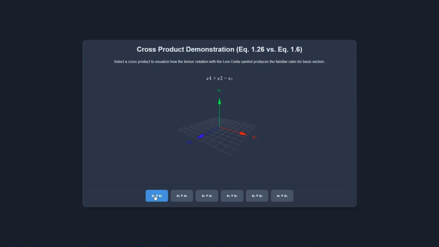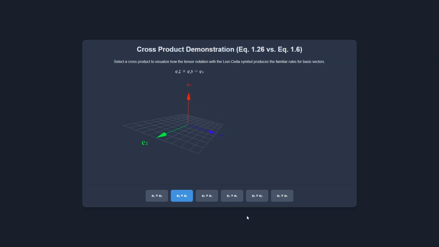Finally, we have the essential identities for unit vectors. It's pretty straightforward. If you cross the first unit vector with the second, you get the third. It follows a consistent cycle like that. But, and this is key, if you cross any unit vector with itself, the result is always zero.